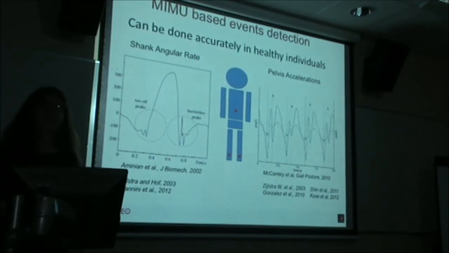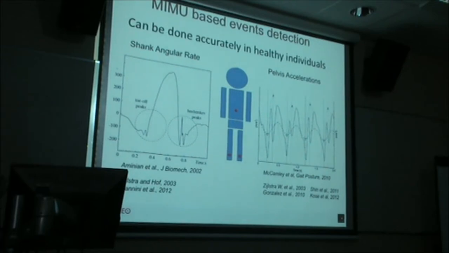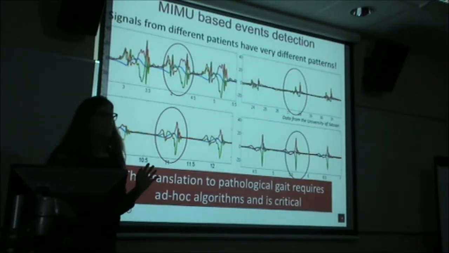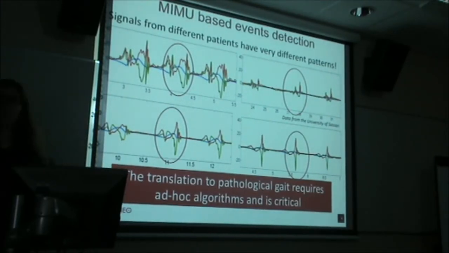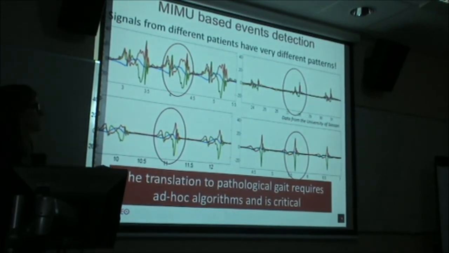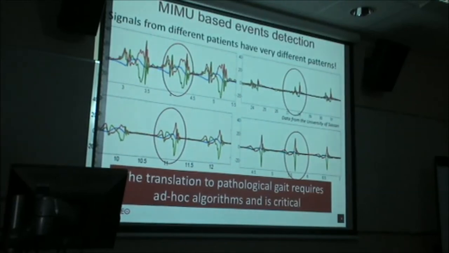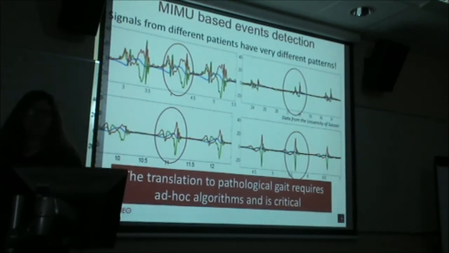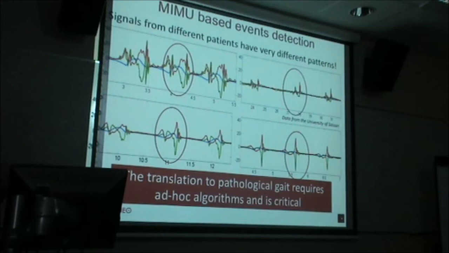But this is only true, I mean, we can be 100% confident when we deal with healthy adults that walk in very controlled conditions. As soon as we start looking at patient data, this is an example of data collected from four different patients having four different conditions, and you can see how this signal has nothing to do with this signal, even if they were both walking. So whatever has been developed, tested, and validated on healthy subjects will most likely not work when we deal with this kind of application. So it really needs to be treated with care.